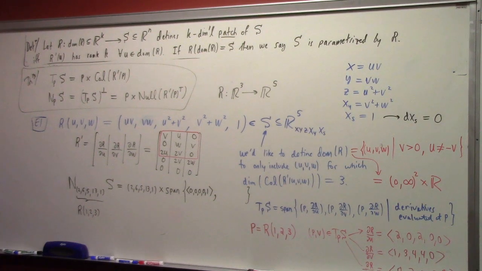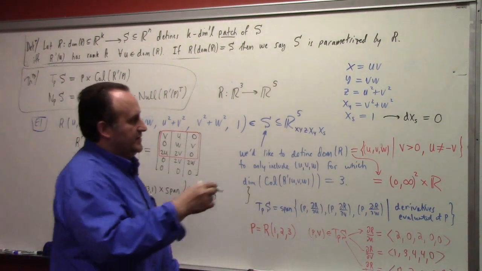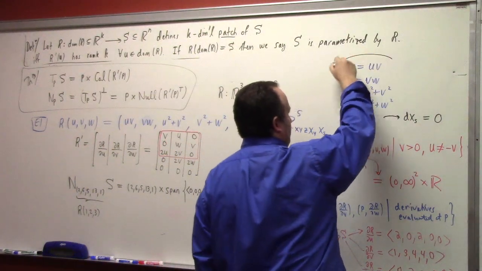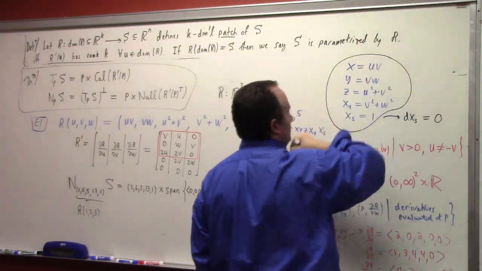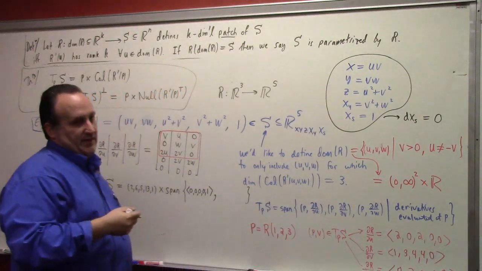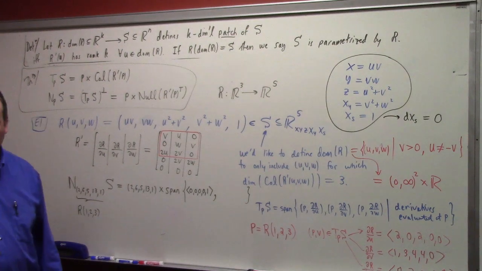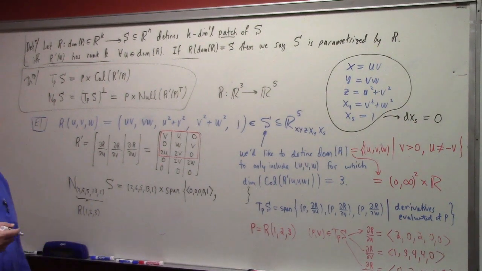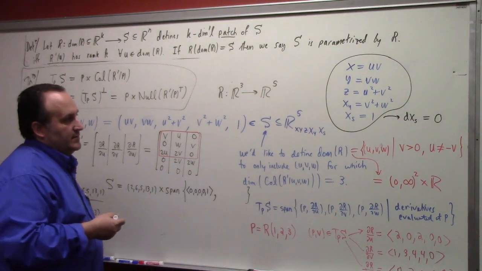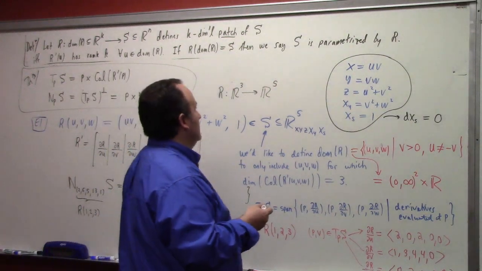So can you tell me, what are we up against? Well, let's talk about what we're up against. We're up against a system of nonlinear equations. We want to eliminate u, v, and w in favor of x, y, z, x4, and x5. If we can do that, then we can recast this as a solution set to a system of equations. So how do we eliminate those things?